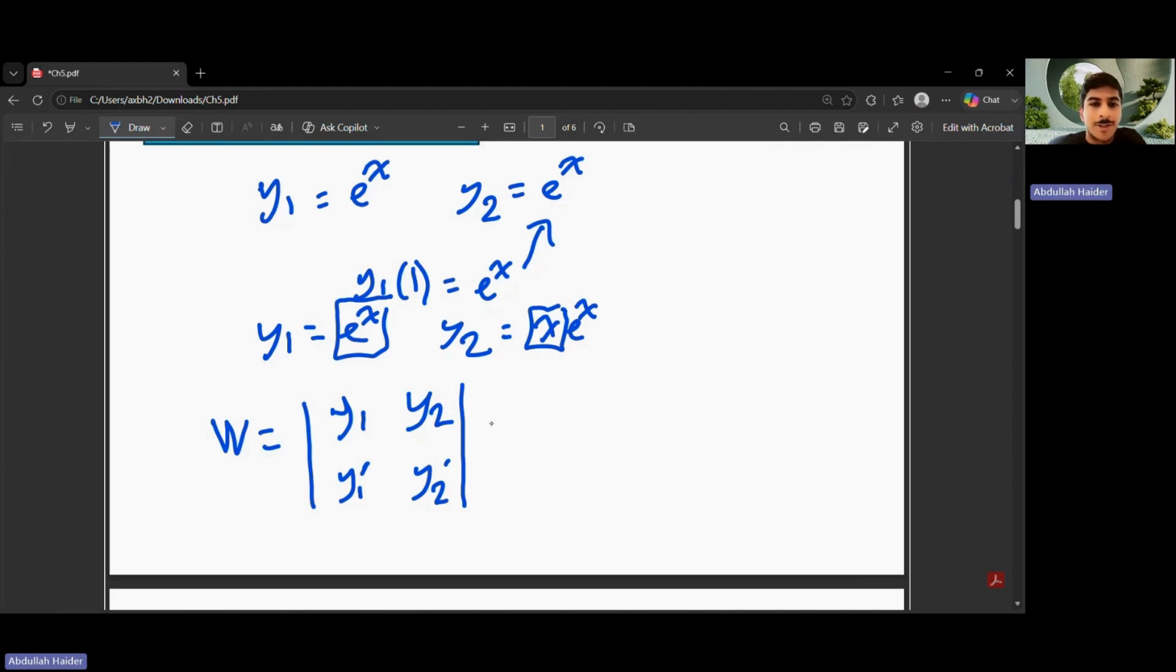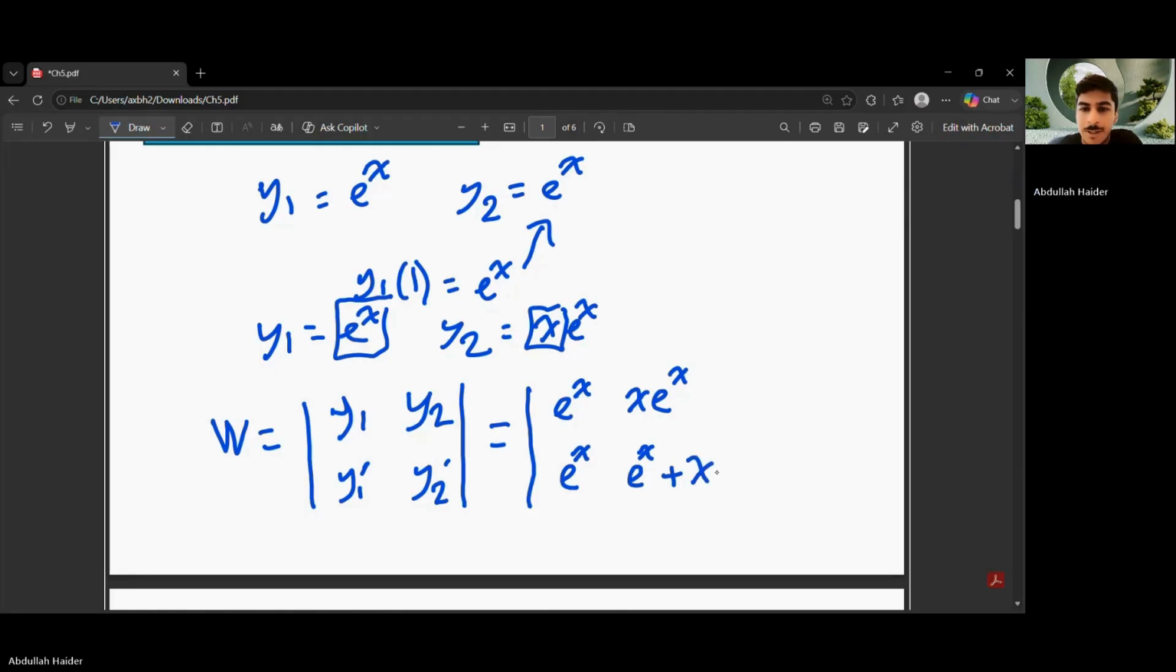Let's test this out with y1 and y2 to show you why they're independent. You have e power x, x e power x, and the derivative of e power x is e power x. The derivative of this, you apply the product rule, u prime v plus u v prime. u prime v is e power x, plus u v prime, which is still x e power x.